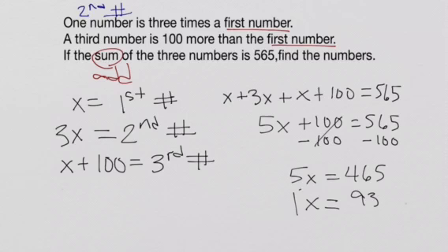Now we want to go back and say, well, what have they asked us to find? They've asked us to find the numbers, so they want the first, second, and third number. So to go back and find that information, we would say we found x was the first number, so we would give the answer of x equals the first number, so 93 is the first number.